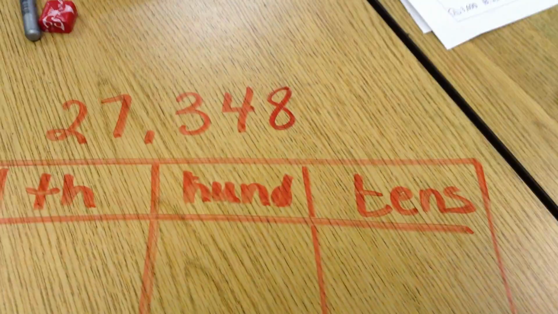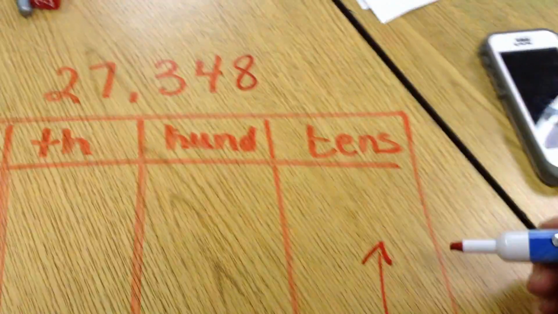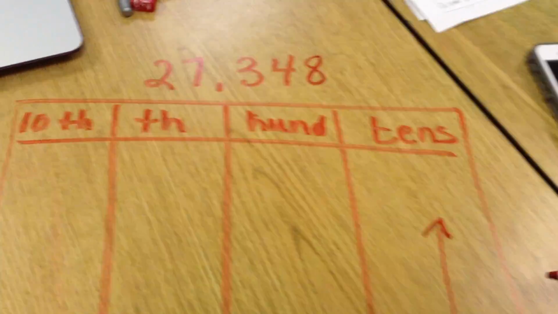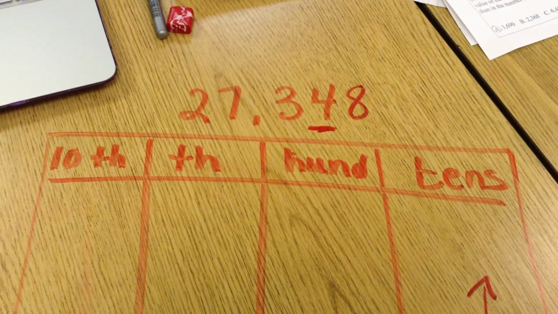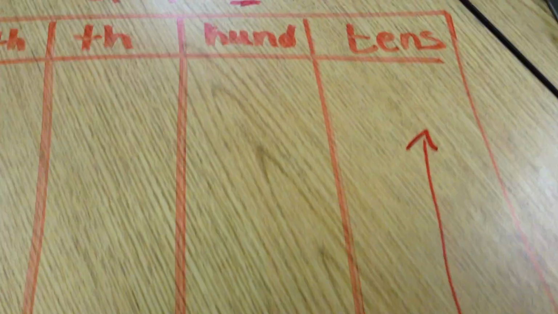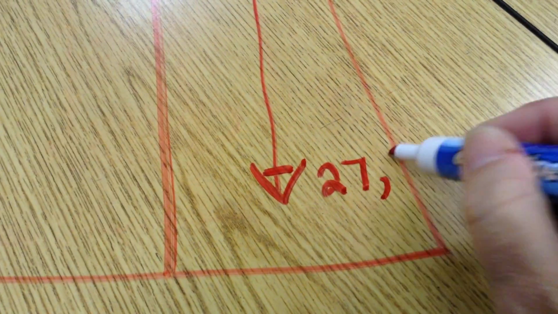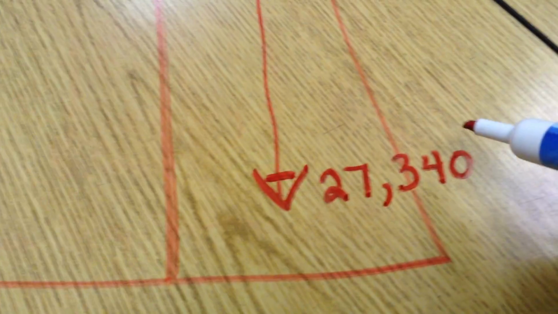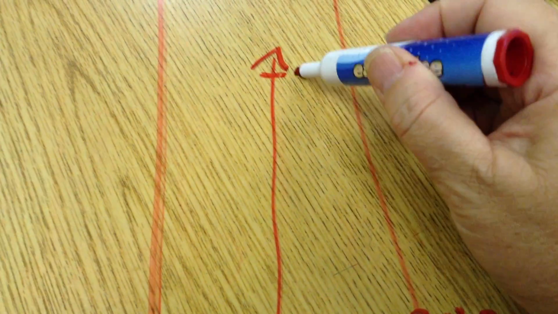So we'll start in the tens place by drawing a vertical number line, like we always start our rounding. And we look at that number and what's in the tens place. The 4 is in the tens place, so that's going to be 40 as our 10 there. So we're going to start with our starting point at the bottom, 27,340.